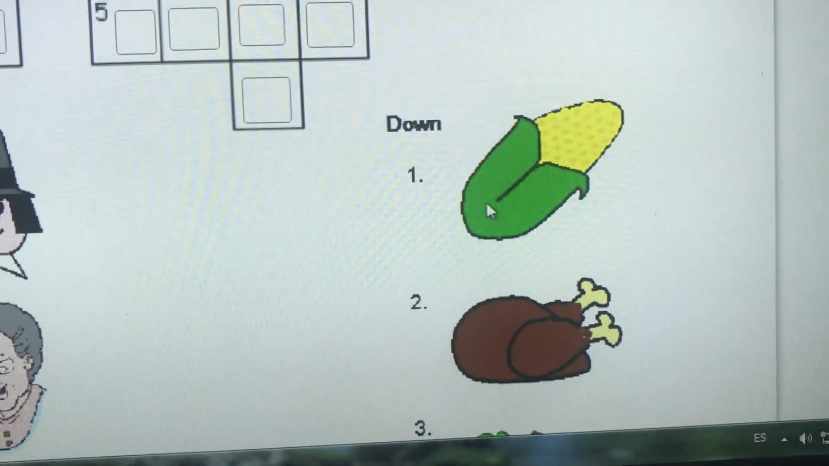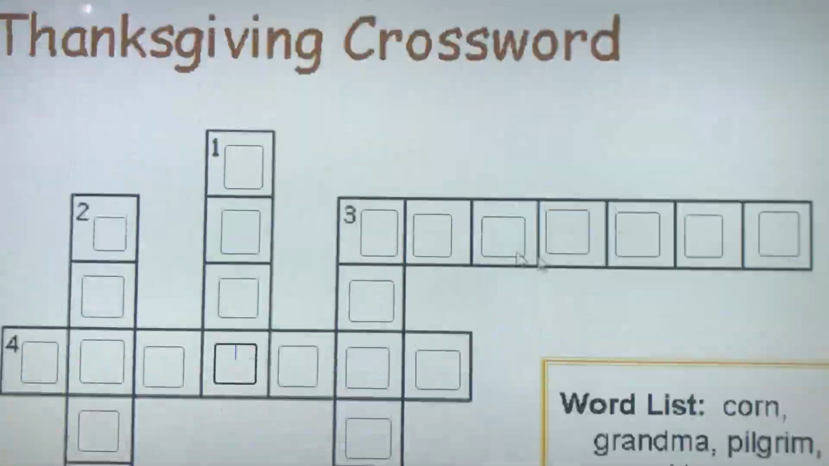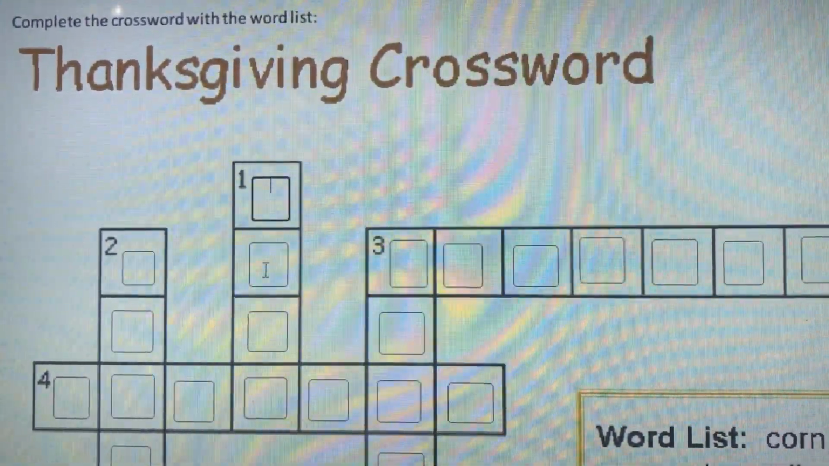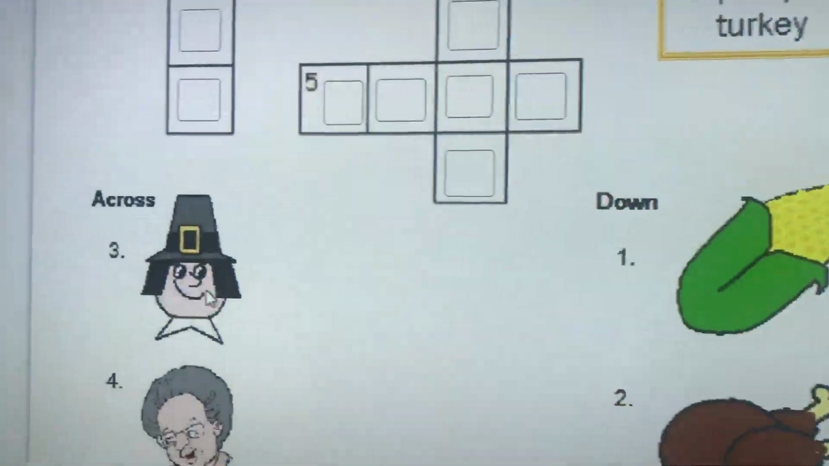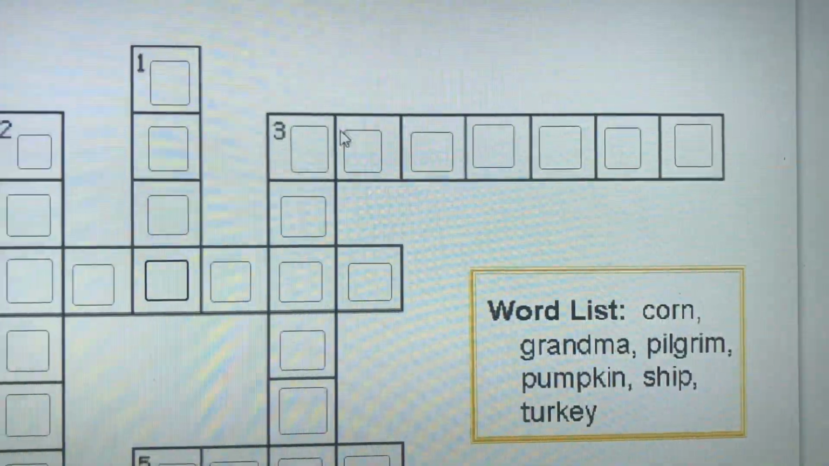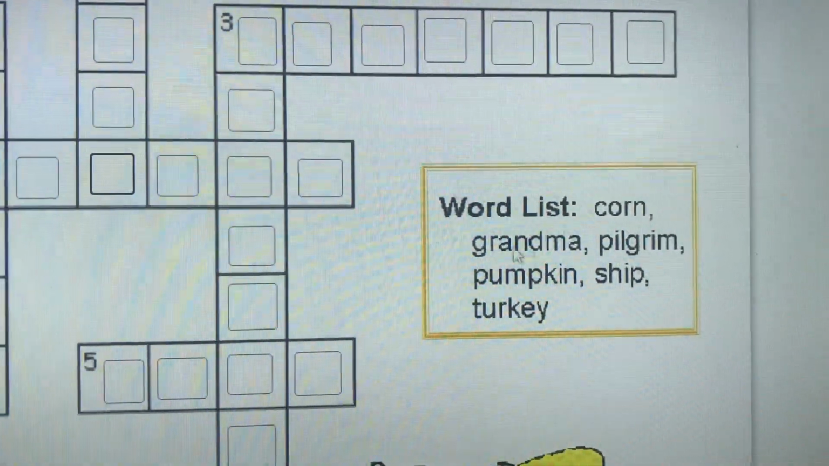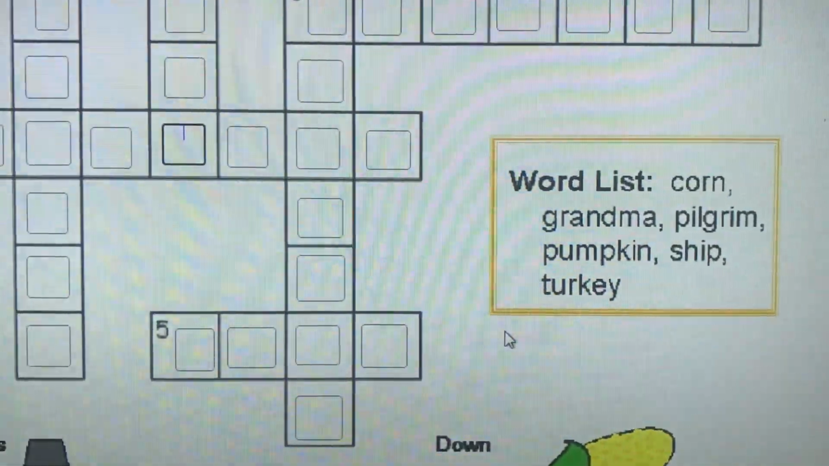So what is this? If you know what this is, or you can find the word over here, you can put it right here by the letters C-O-R-N. You see? And number three is across. Number three is going to be this side over here. You're going to put the letters and the words. The words are over here, so if you need help, you've got the pictures and the words over here, so you can match them together.